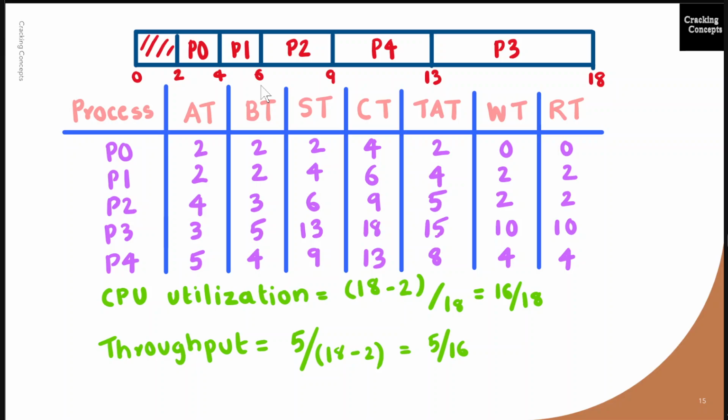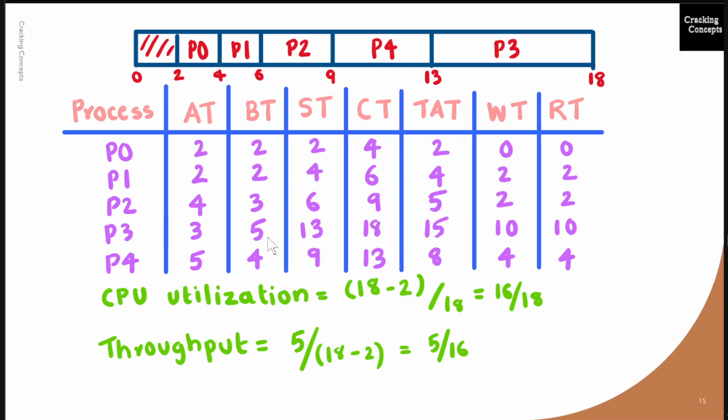Now by then the process P4 has also arrived at time 5. Now we see its burst time is 4. Now these three processes remain. From these, P2 has the lowest burst time, so that will be executed till time 9. Then we have P4 with a burst time of 4 executed till time 13, and then we have P3, which is executed till time 18 with a burst time of 5.